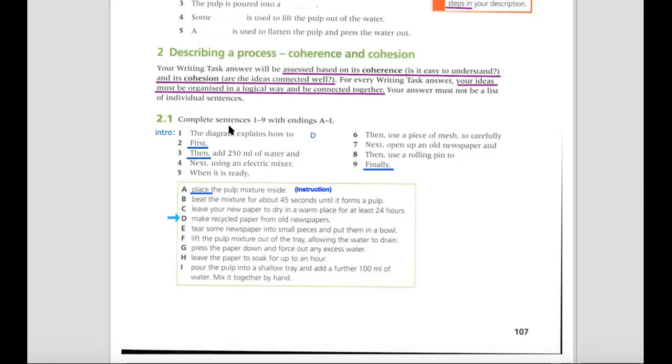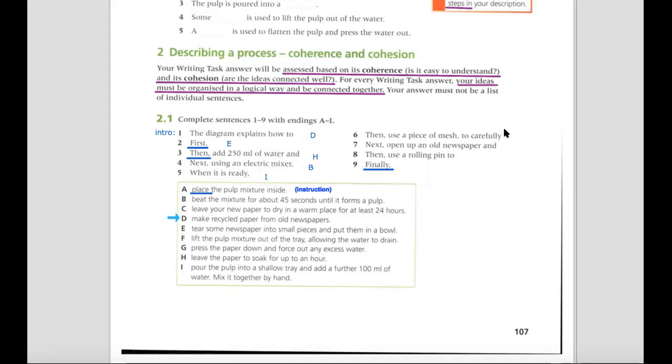Okay, so when you're ready, let's check the answers. I'm just going to tell you the letter. So number 1 is D. Number 2 matches with E. So first we tear. Number 3 matches with H. Then we leave the paper to soak. Number 4 matches with B. We beat the mixture. Number 5 matches with I. So we pour it into a tray and add further water.